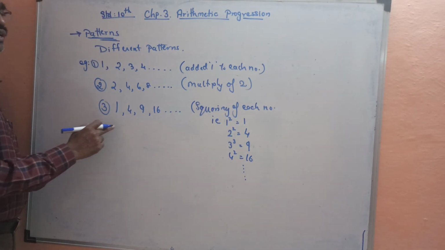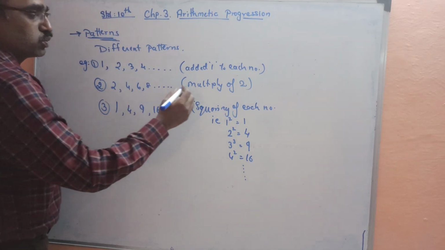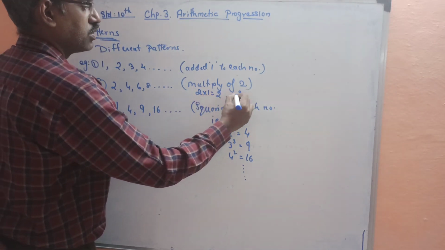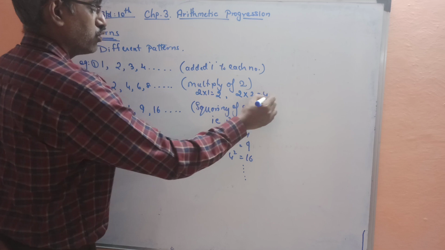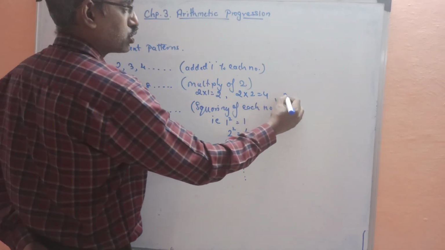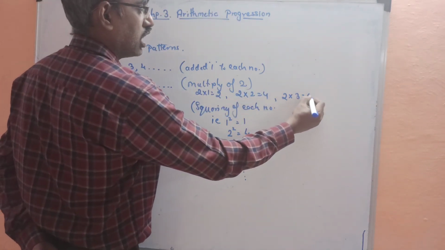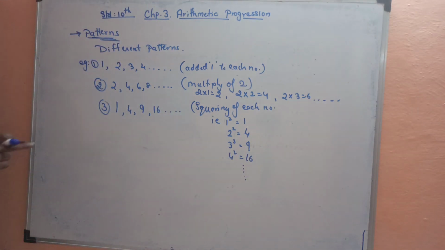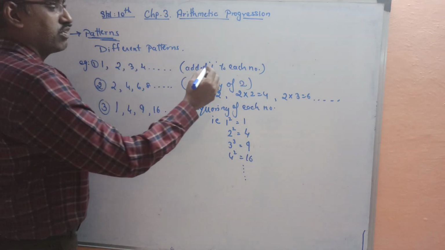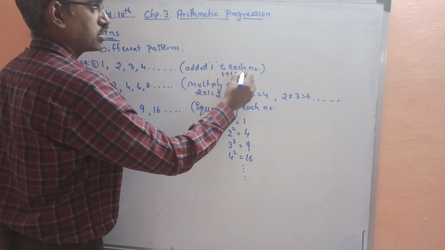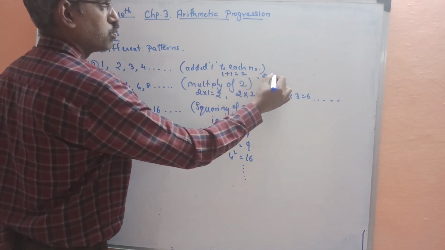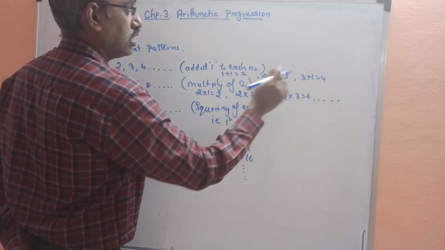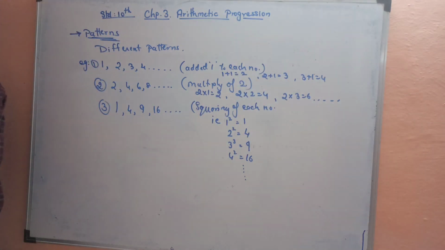So the pattern over here is, 2 into 1 is equal to 2. What is the next? 2 into 2 is equal to 4. Then we have 2 into 3 is equal to 6. And so on it is continuing. This is what a pattern is. And over here, if I take 1 plus 1, I'll get 2. Next, 2 plus 1, I'll get 3. Next, 3 plus 1, I'll get 4. This is what the sequence is.